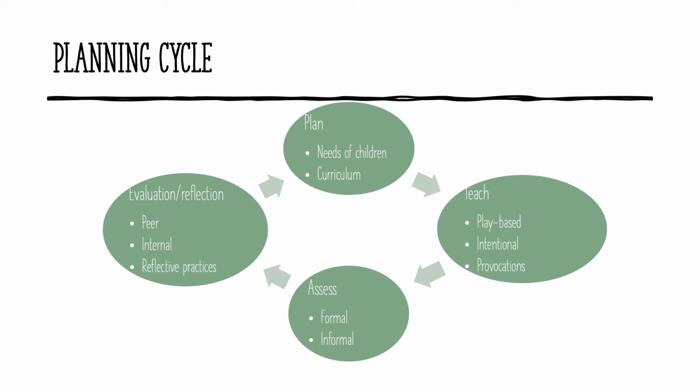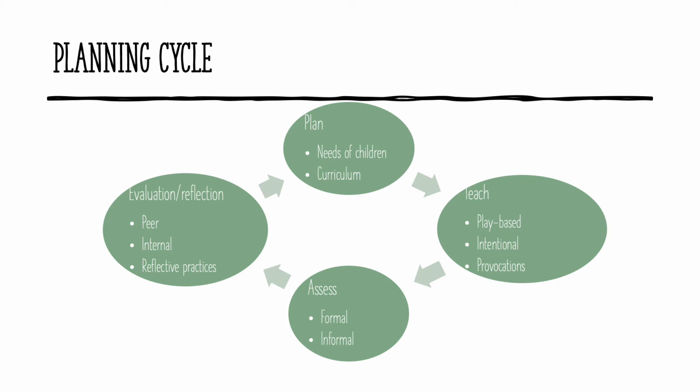That could be a peer reflection and evaluation. It could be internal processes that are going on in your centre or your school, or it could be some of the reflective practices that are talked about in chapter 4 of our text. So all the different types of things that aid in you understanding how you create good planning for your classroom or for your centre. So we then go back and we start to plan again. We take into account the needs of the children and our curriculum.